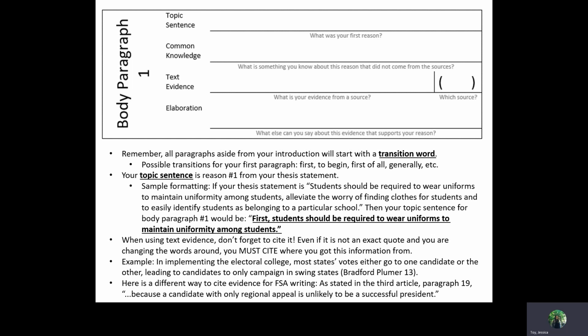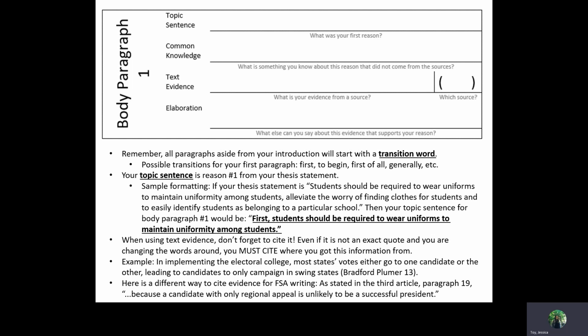So again, remember when you got your prompt, you got 5 sources. You don't need to write out anything super long and elaborate. The person just needs to be able to tell which source it came from. So that could be by writing the title of the article. It could be by writing the author. It could be by just saying in the third source or in the third article.